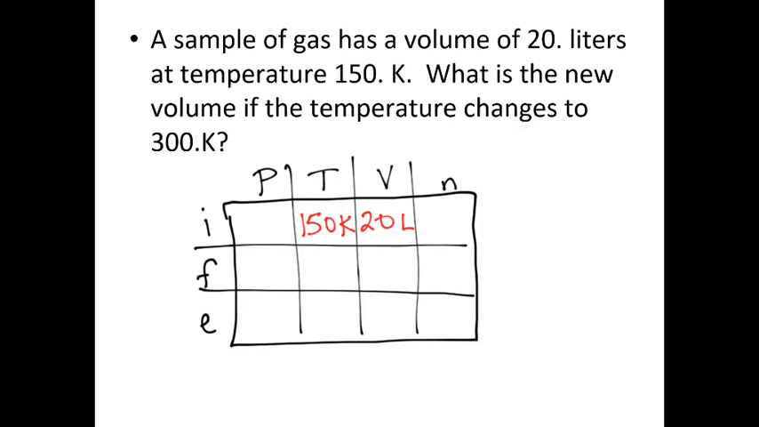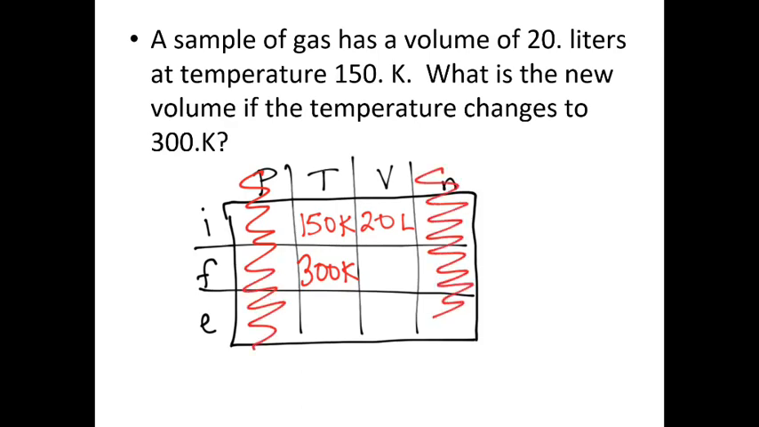It says, what is the new volume if the temperature changes to 300 K? Kendall, what's one more thing I can put on here? 300 K. What column will that go under? T. Good. All right, looks like we can mark out a couple of columns. So Ian, what 2 columns can I mark out of this table? Pressure and number of particles. There we go. Pressure and number of particles can be excluded.